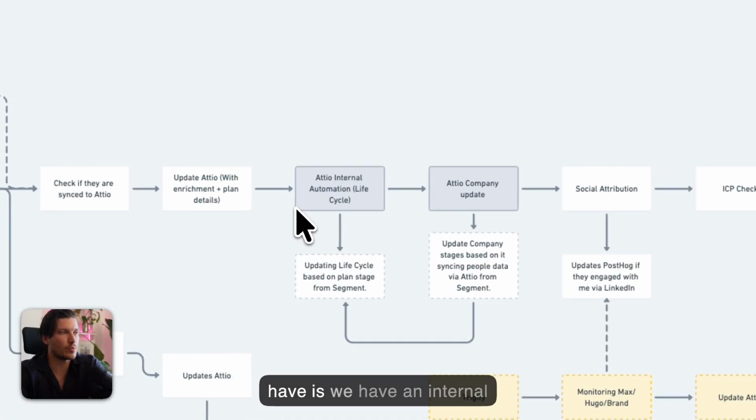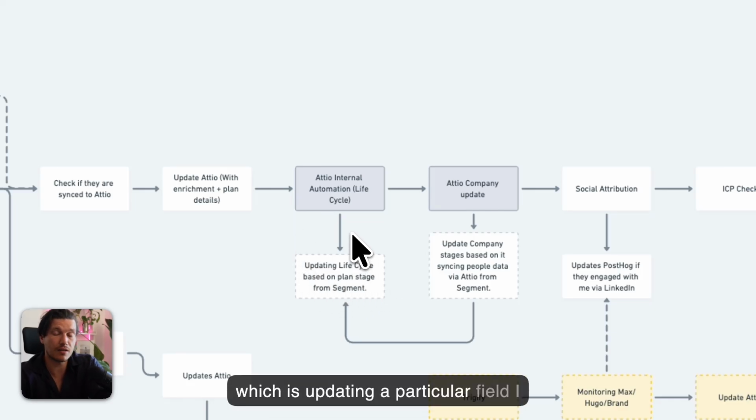Then we have an internal automation running inside of Attio, which is updating a particular field I have in there called lifecycle stage. So this is like, are they a trial? Are they ex-trial? Are they a customer? Are they just a lead? Whatever it is. And it does the same at a company level.